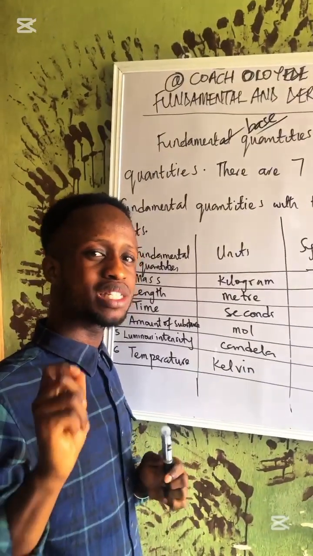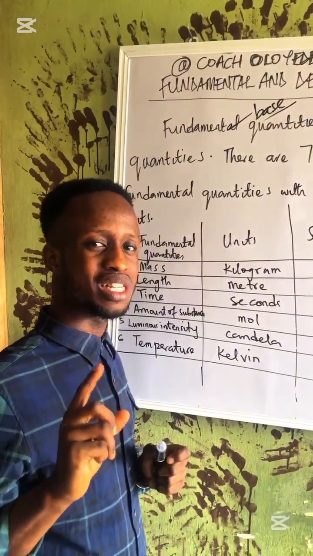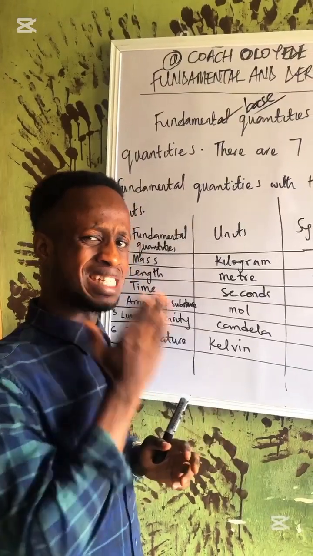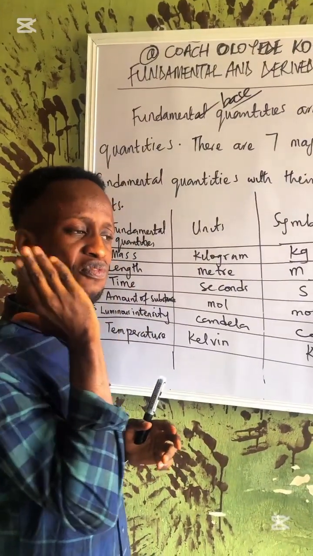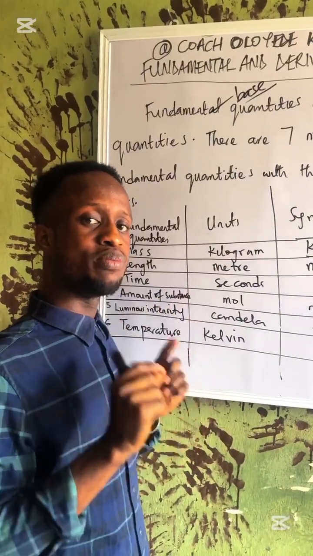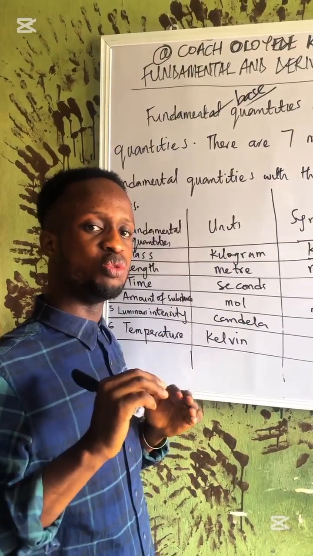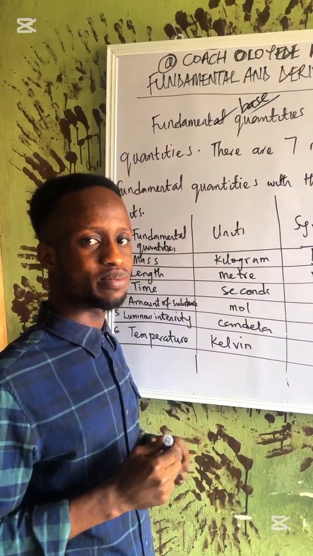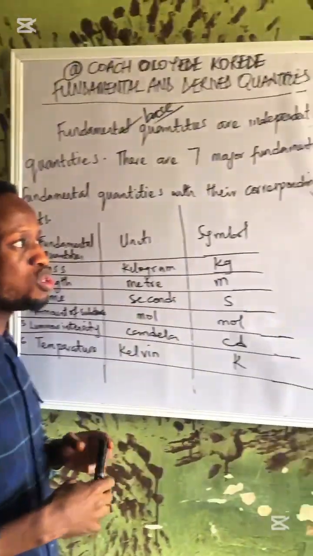Many of you writing JAMB and external exams, it is vital you understand and know these 7 major fundamental quantities by heart. Because if you do not know them, it will be impossible for you to be an excellent physics student. Now, these are some of the major questions you are expected to know.